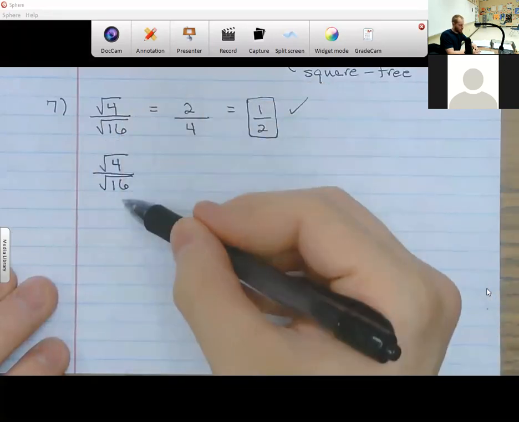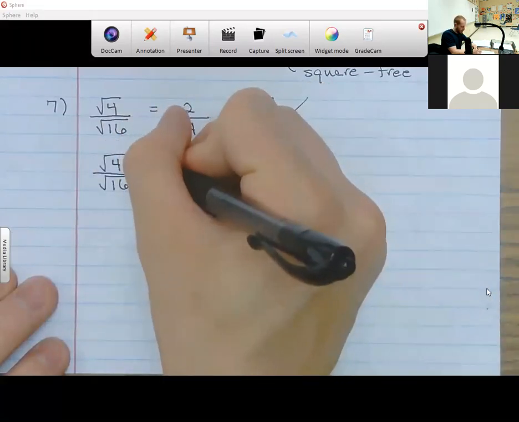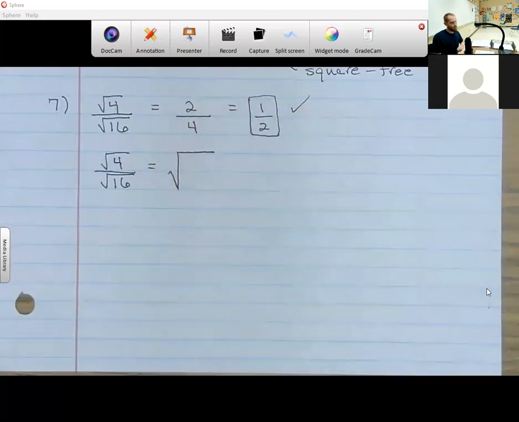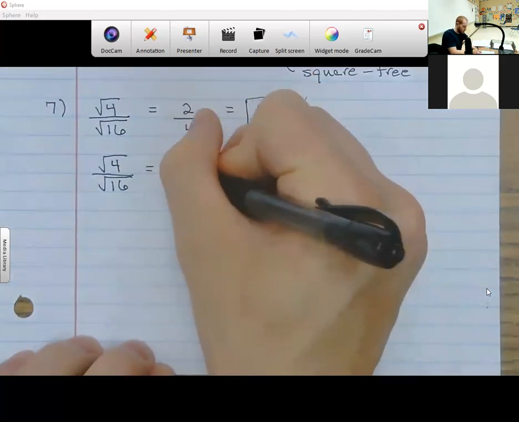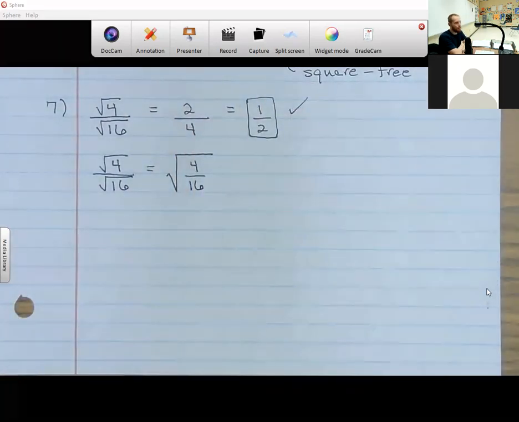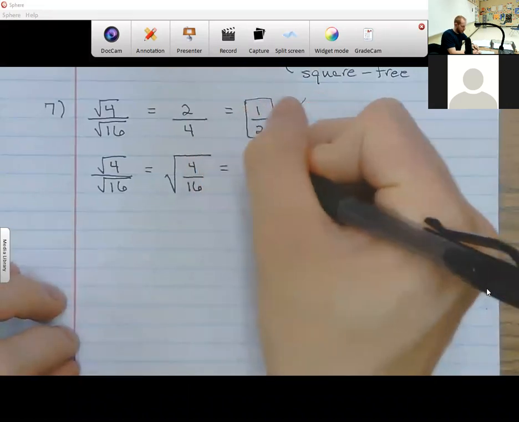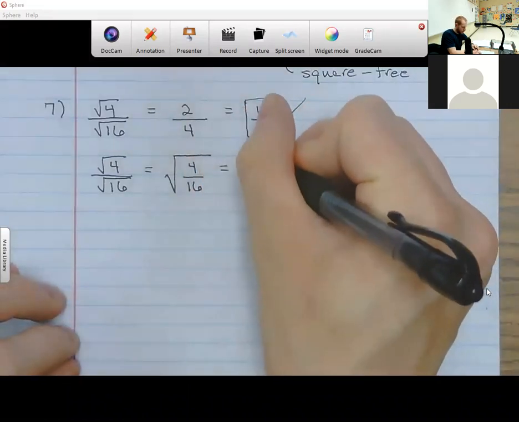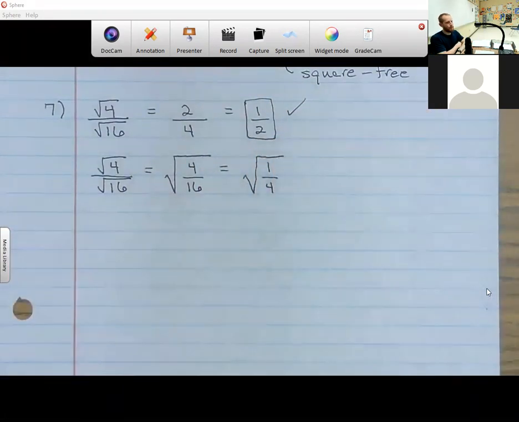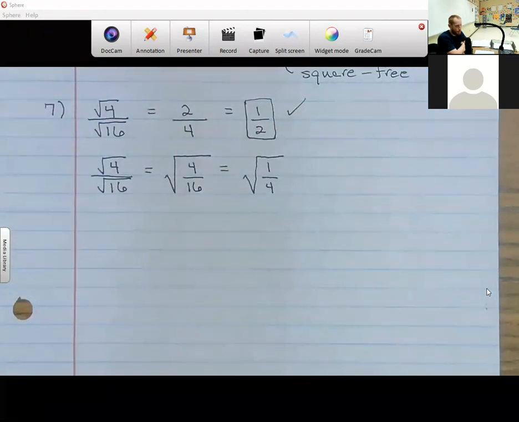I can actually make this into one big fraction. And I'm going to have a tall radical symbol like this. So I can make this into 4 over 16, right? I'm just taking the two numbers, making them into fractions. So now what can I do? I've got 4 over 16. If I reduce that fraction down, isn't that the same thing as 1 over 4, technically? 1/4. And then what's the square root of 1/4?